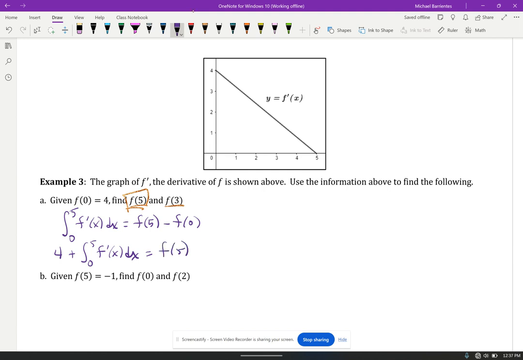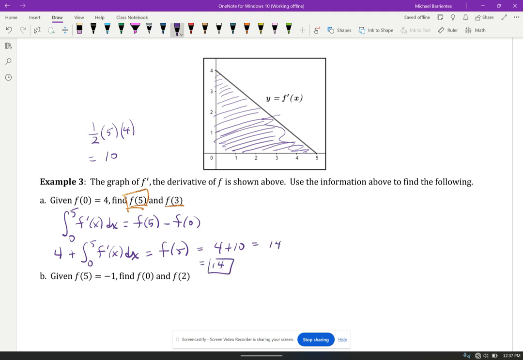In order to figure this out, I need to know the integral of f prime from 0 to 5. If I'm looking for the area or the integral here, I'm really just looking for the area of a triangle, right? So this area would be 1/2 times the base, which is 5, times the height, which is 4, and that's going to give me 10. And so f of 5 is just 4 plus 10, which is 14. I'll write it down here so we can leave a little bit of space for the next one. And that's it. That's not so bad.